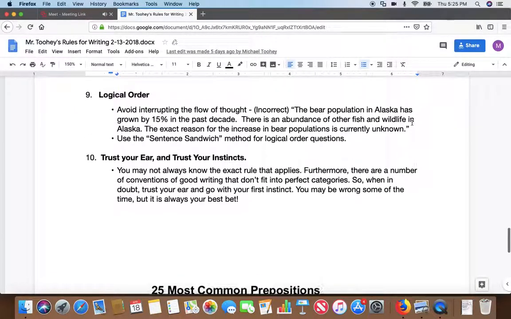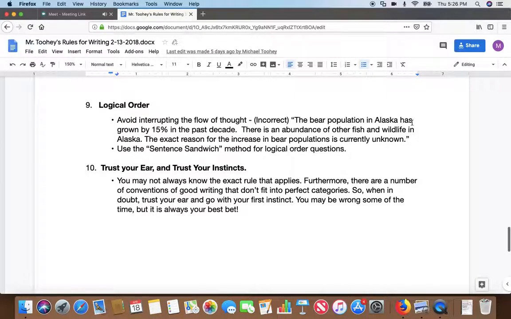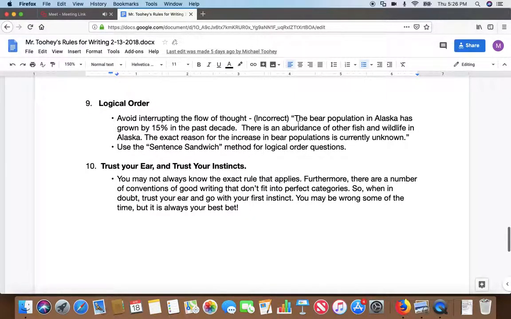Logical order. Just make sure that the ideas flow from one sentence to the next, and you're not breaking up the discussion of an idea. Here, the bear population, they're talking about bears and the bear population, and then it's interrupted by a discussion about fish and other wildlife, and then it goes back to bears, right?